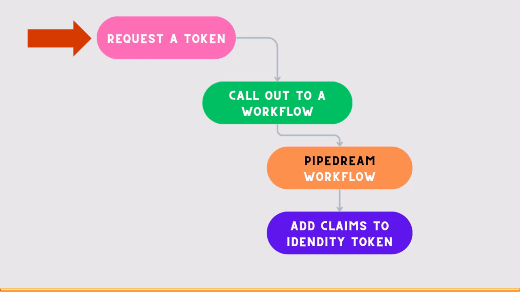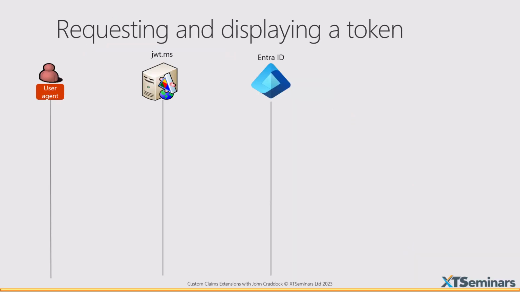So we're going to start by requesting a token. So this is this piece here. Now what we do is we go to the authorization endpoint, and here we have a string which says please authenticate the user to this application.